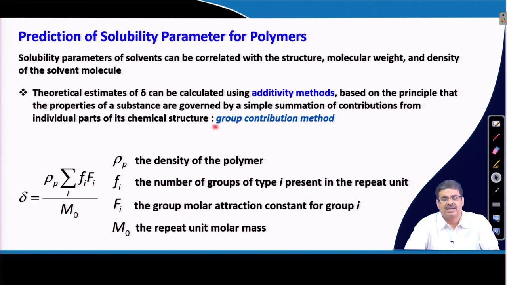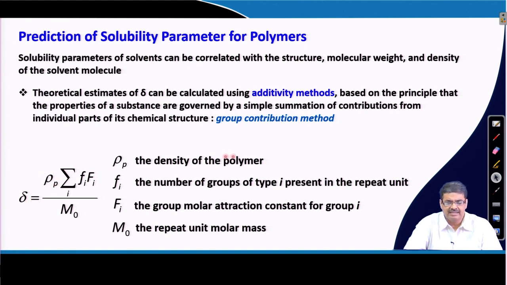of its chemical structure. And commonly we call this the group contribution method, which means each group present in the substance, in this case the polymer molecule, contributes, and we get the value of the particular property by summing the values for all the groups present in the substance. Now, this is the expression which is used to calculate the solubility parameter of a polymer. This can be used to calculate the solubility parameter for solvents as well.